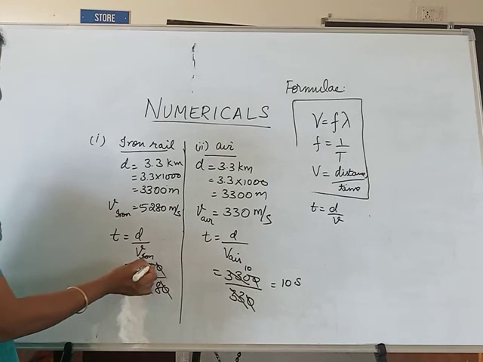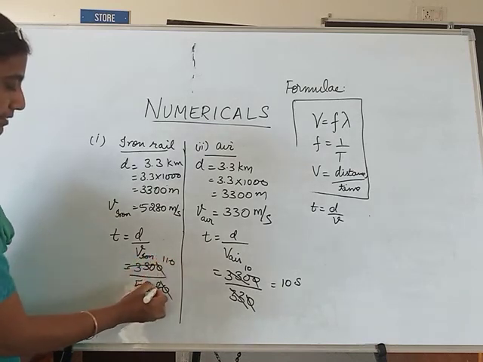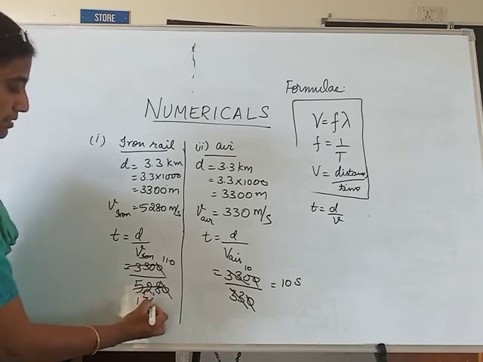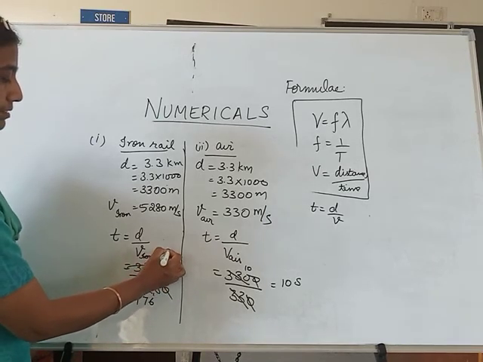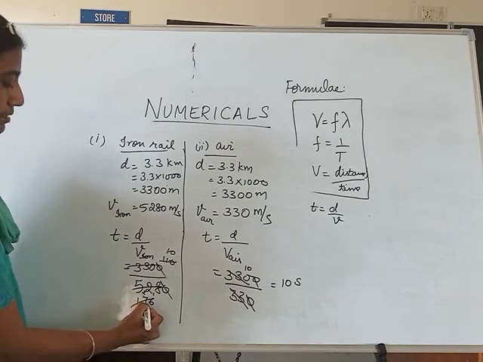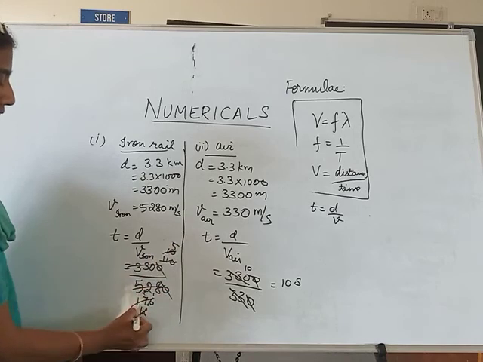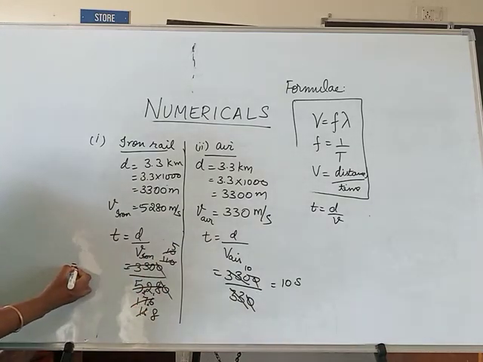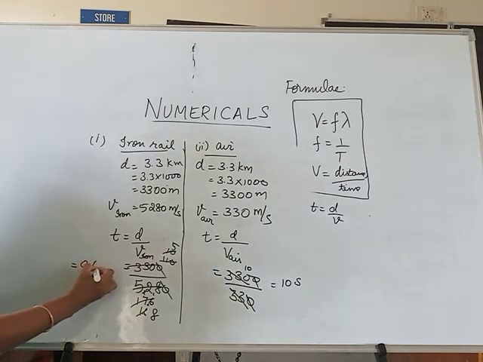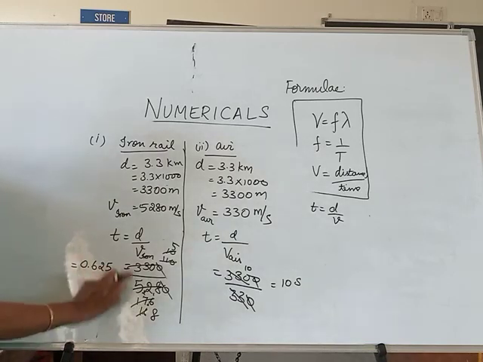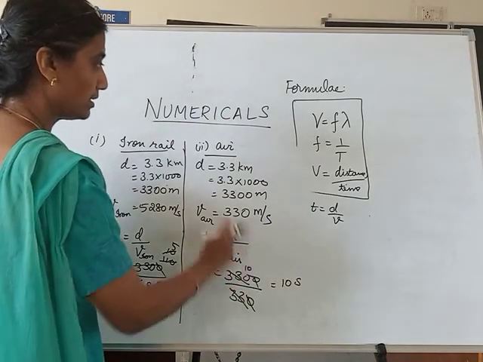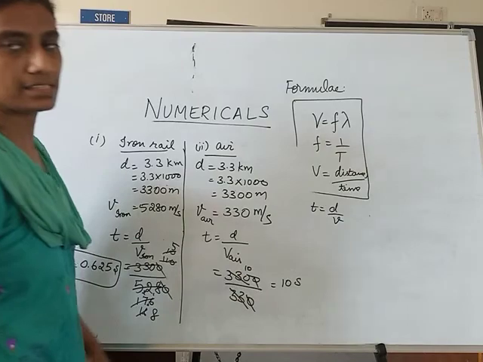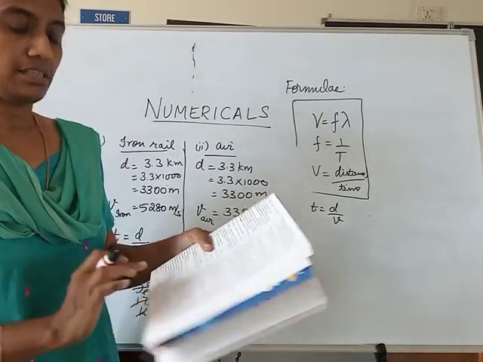Now here if I divide by 3, 110, 1, 22, 7, 6, yes it goes in 11, 10, and then 16, 10 by 16, 5 by 8. So if I divide 5 by 8, I'll get 0.625 seconds. So in iron it took 0.625 seconds, and in air it took 10 seconds to cover this distance. Is it clear, children? 11th is also homework.